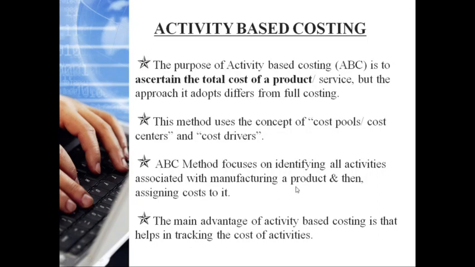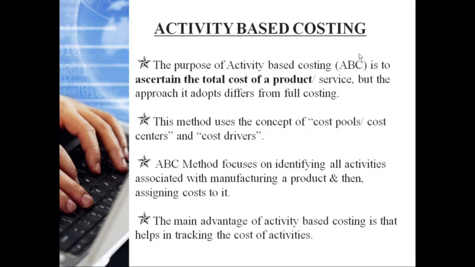Okay, say for example, we had a paper manufacturing company, and it goes through various activities, right? From debarking the timber, and you have the chemical process of pulping, and it goes through various other processes. So all these activities are identified, and a cost driver or the cost center is allocated to each of these, and then the cost assigned is calculated. Okay, so this is activity based costing.